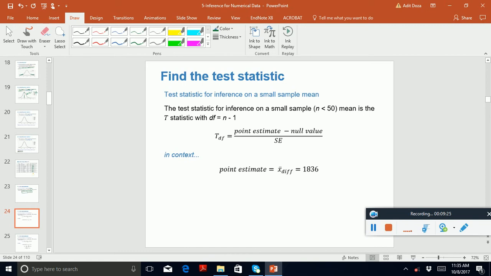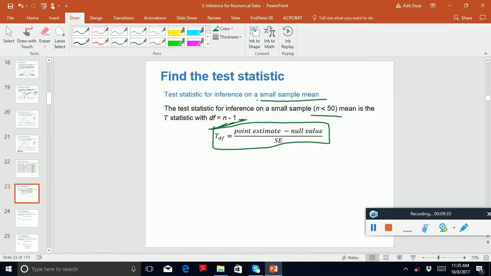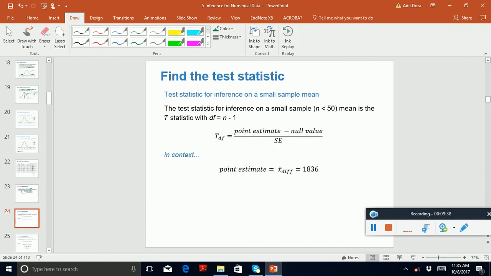Let's go back to the previous slide. The point estimate is 1836: let's say the difference of the traffic on the 13th and the 6th is 1836. So we know the point estimate. The null value, we assume to be 0, so that's the null, that there is no difference. The null value we always assume is 0.